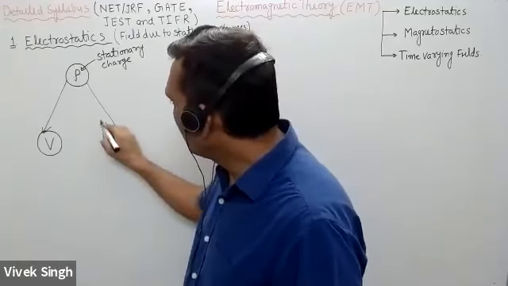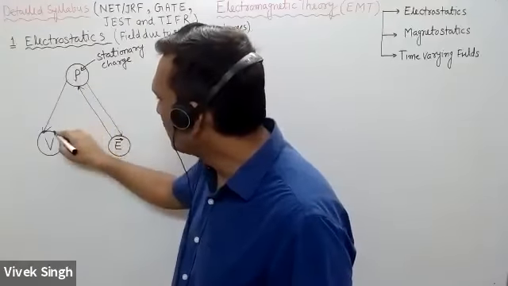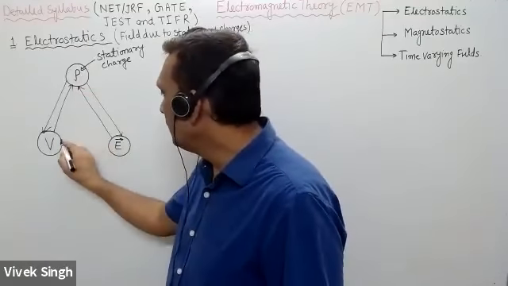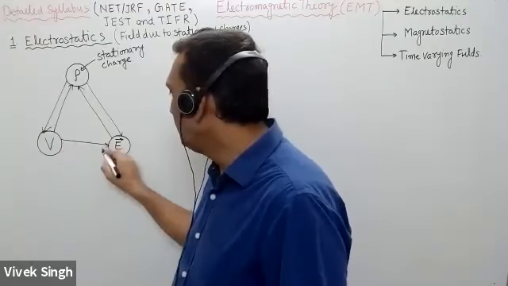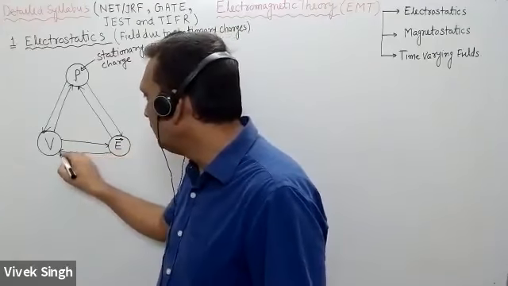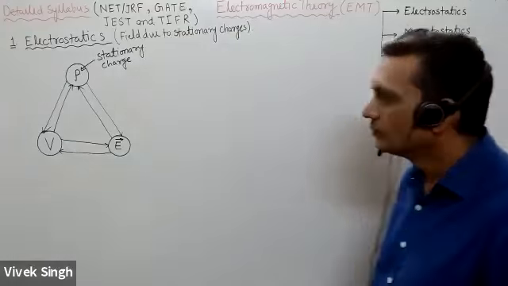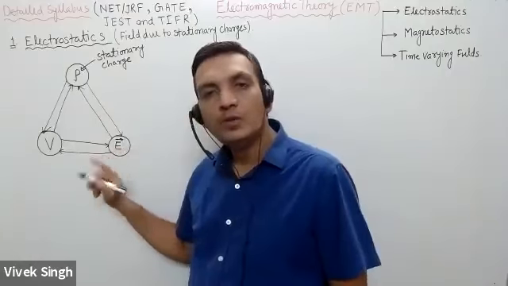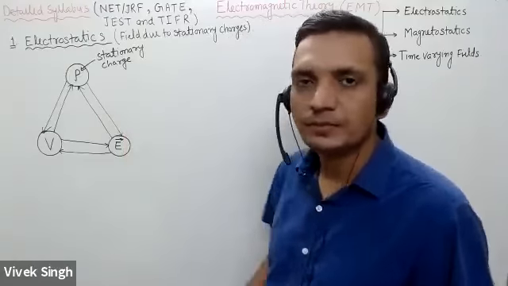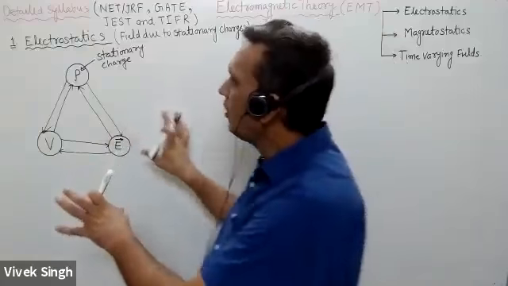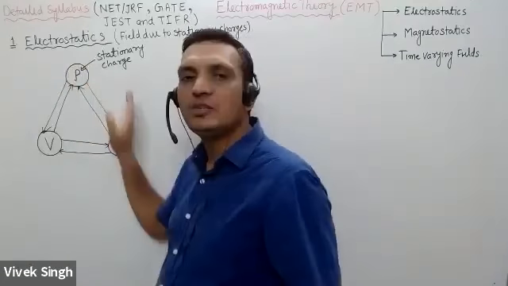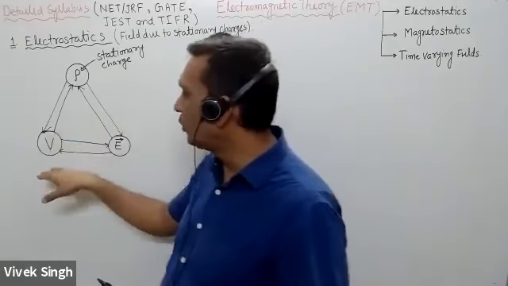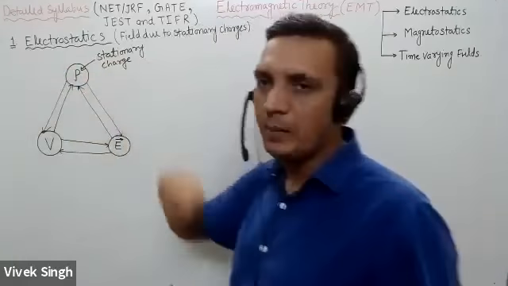E is given, you can find charge density. V is given, you can find charge density. V is given, you can find electric field, and E is given, you can find potential. If you know these relationships, you know about electrostatics. That is all about electrostatics if you can relate these parameters. Stationary charge is given, how to find electric field and potential, and then relate these parameters.